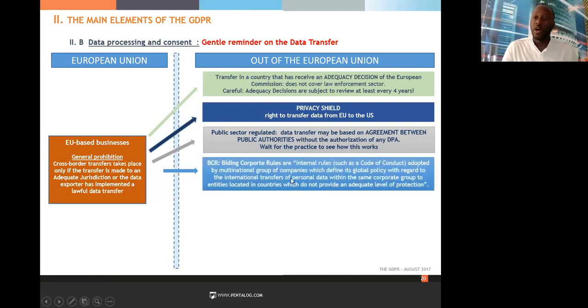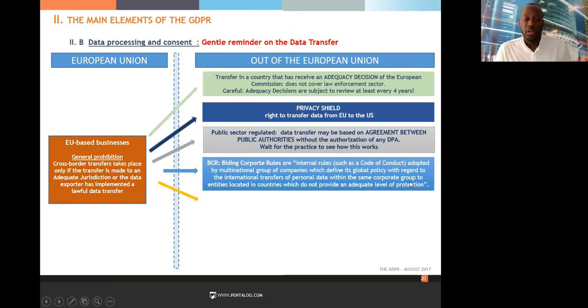The BCR, maybe you already know about it. This is very old. It is an internal rule adopted by multinational group companies that defines the policy about data protection and international transfer in the same corporate group. So if you have BCR implemented, that's very good. That means you can transfer data out of the European Union thanks to the BCR. If you want to see how to register as a BCR company, get close to the data protection authority of your country.